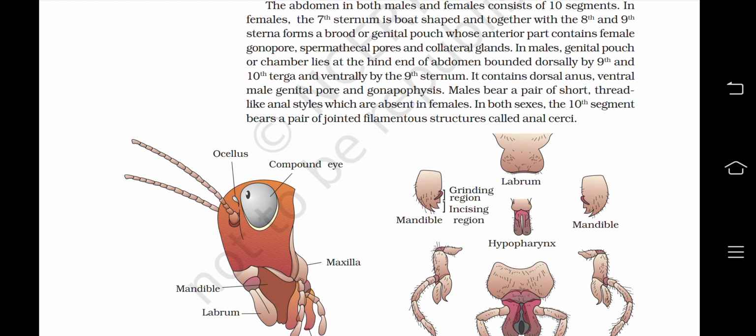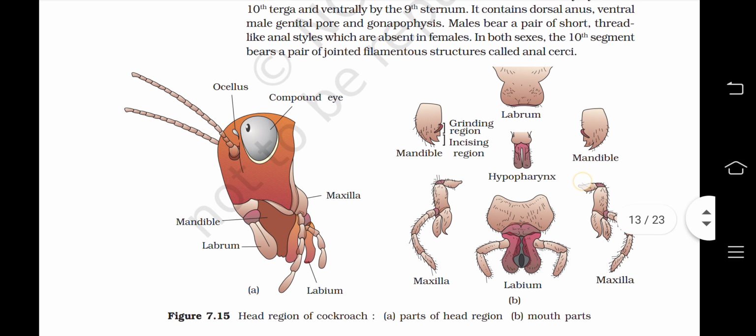It contains the dorsal anus, ventral male genital pore, and gonapophyses. Male bears a pair of short, thread-like anal styles which are absent in females. In both sexes, the tenth segment bears a pair of jointed filamentous structures called anal cerci.